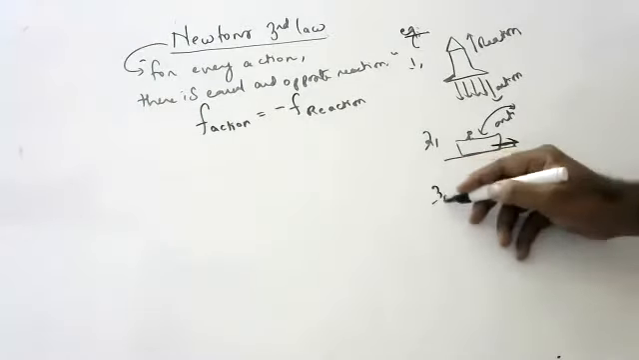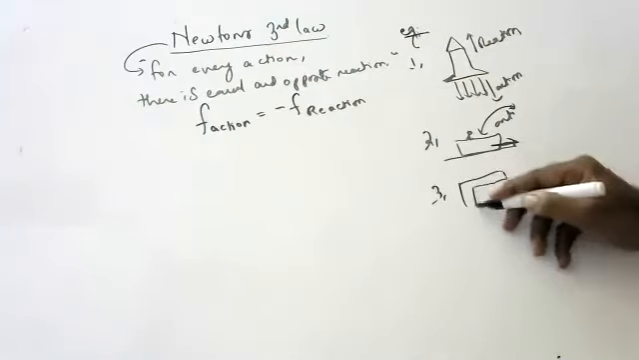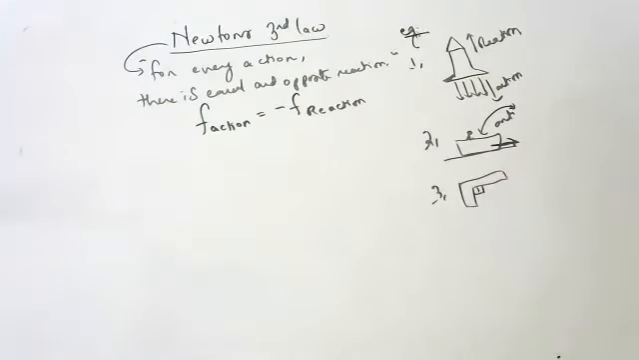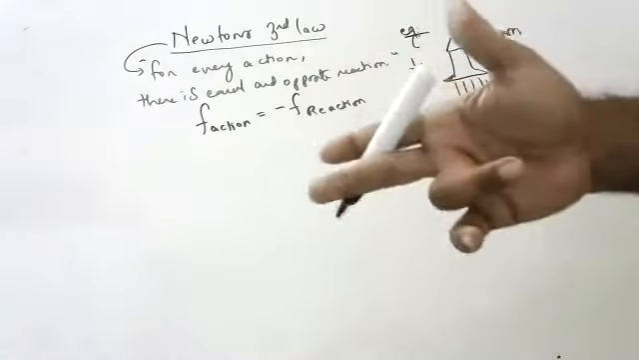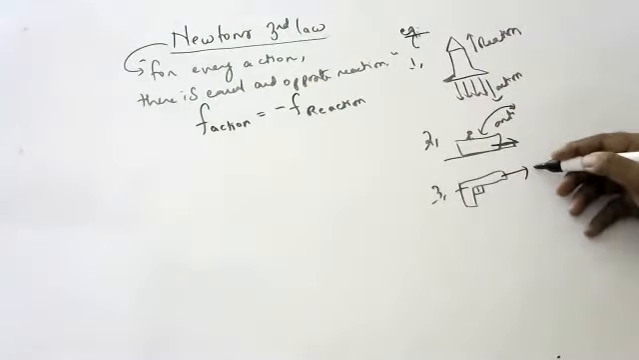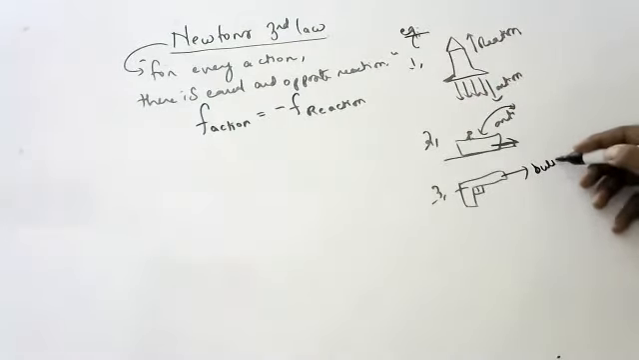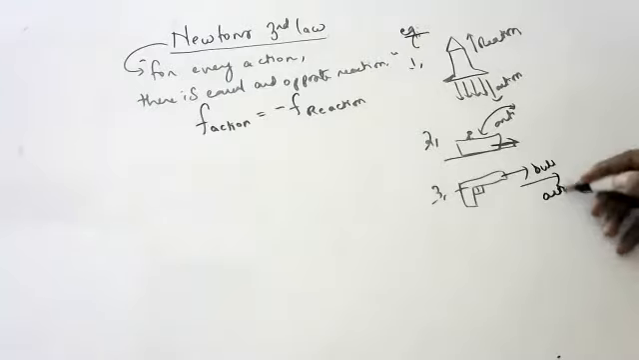Suppose the recoil of a gun. This is a very famous question. If you fire a bullet, then the gun will go back. When you are firing, it will go down. So when you shoot, the bullet is the action, and the recoiling of the gun is the reaction.